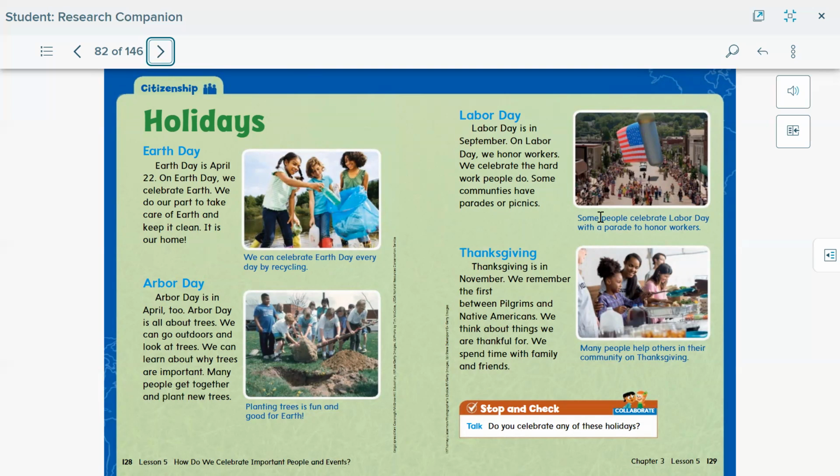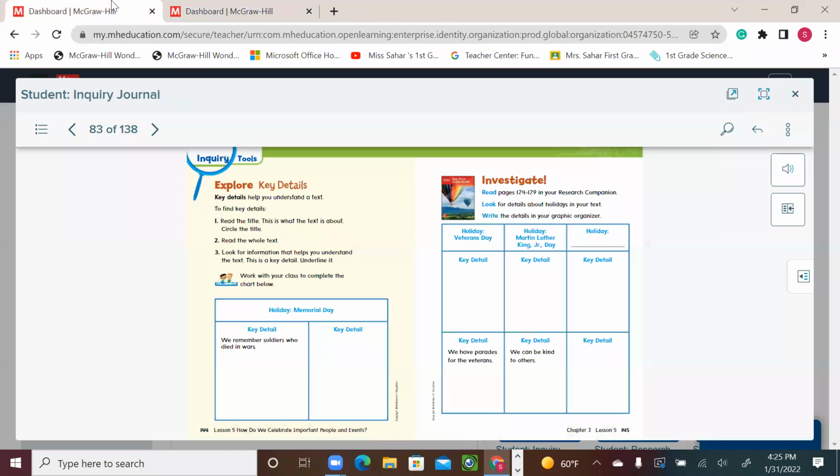Thanksgiving. All right. Thanksgiving is in November. We remember the first Thanksgiving between Pilgrims and Native Americans. We think about things we are thankful for. We spend time with family and friends, and we see many people help others in their community on Thanksgiving.